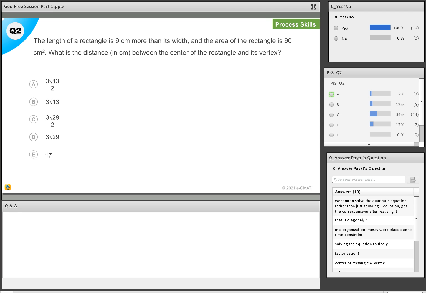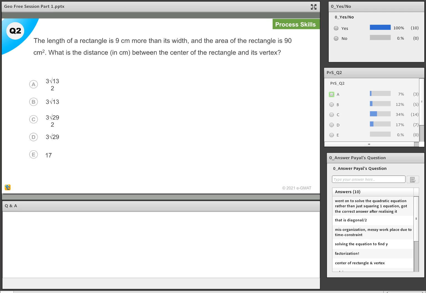My mental energy got used up solving the previous question. Interesting part. Again, you have to make sure that when you start a new question, you need to reset your mind. That's a very good test-taking skill that you need to develop. Very, very important one. Okay. Misorganization, messy workplace due to time constraint. Again, visualize process skill is what you need to work on.